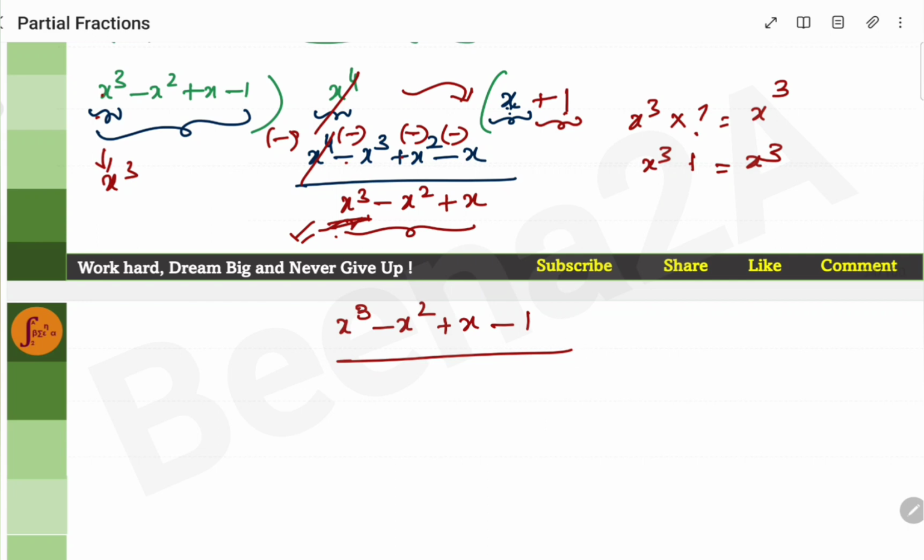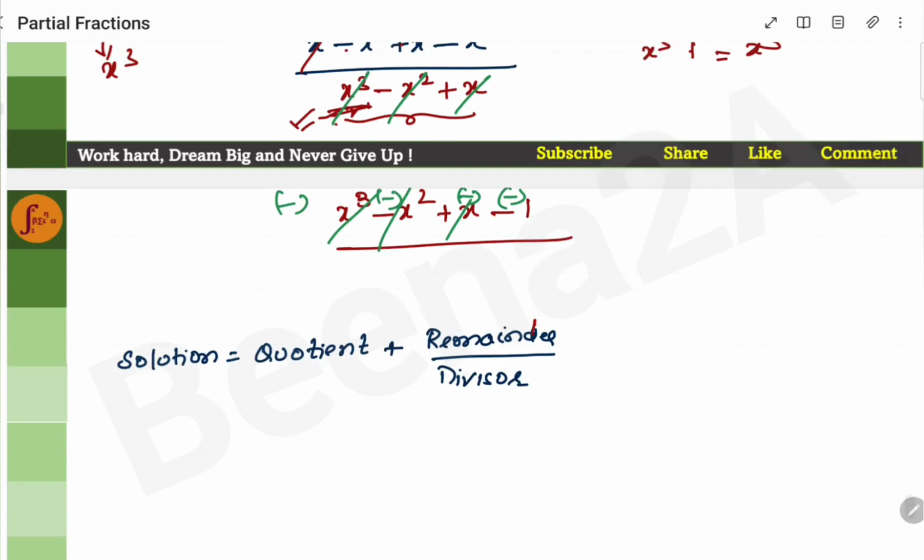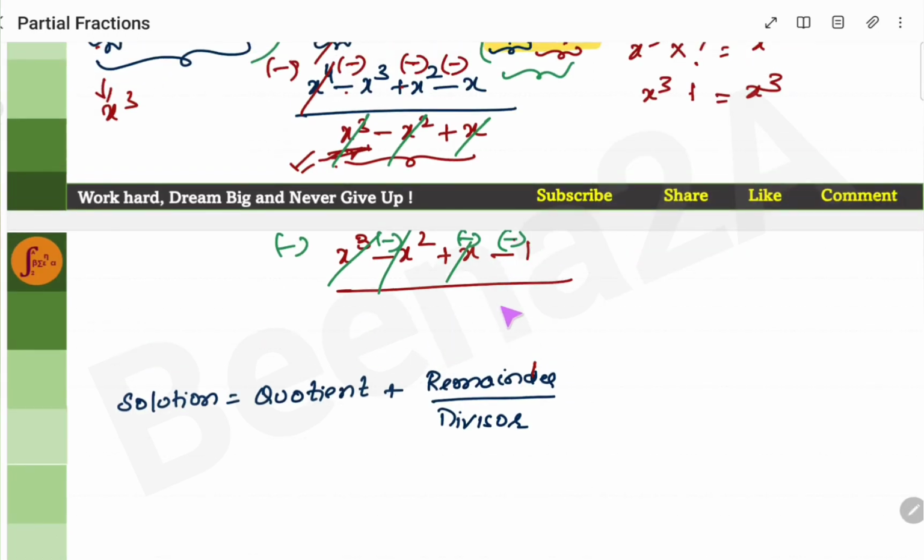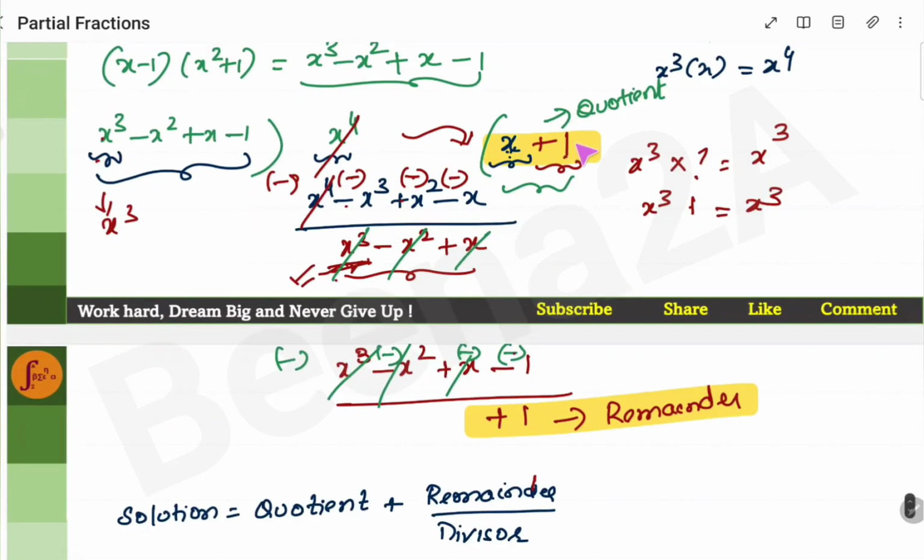Now we'll subtract this whole thing, right? So x cube and x cube will get cancelled. So we'll get minus x square, and minus and minus will become plus. This will get cancelled because you have minus x square, and this will become plus x square. Then here again x and minus x will get cancelled. So minus and minus will become plus 1. So this is the remainder. Quotient is x plus 1.